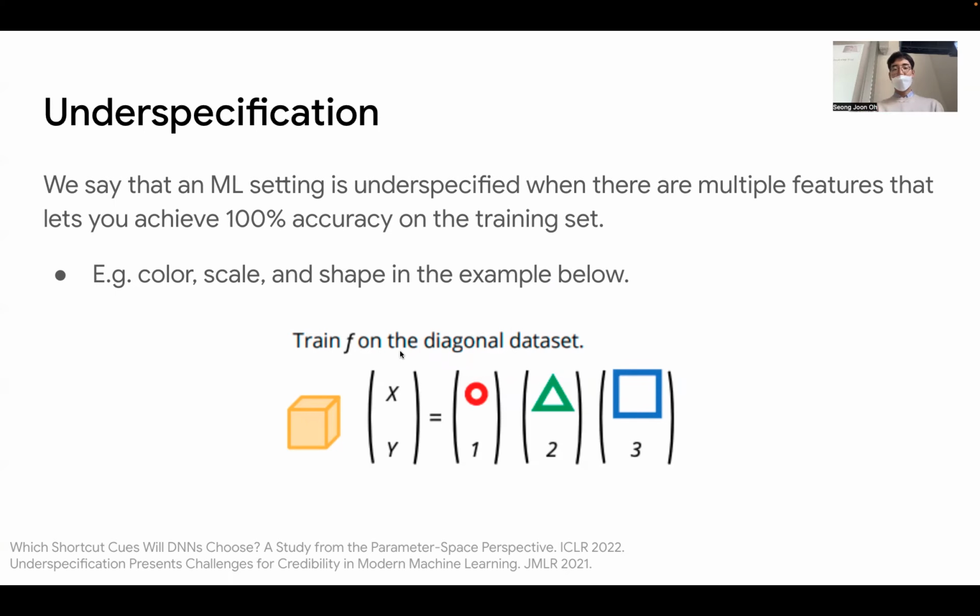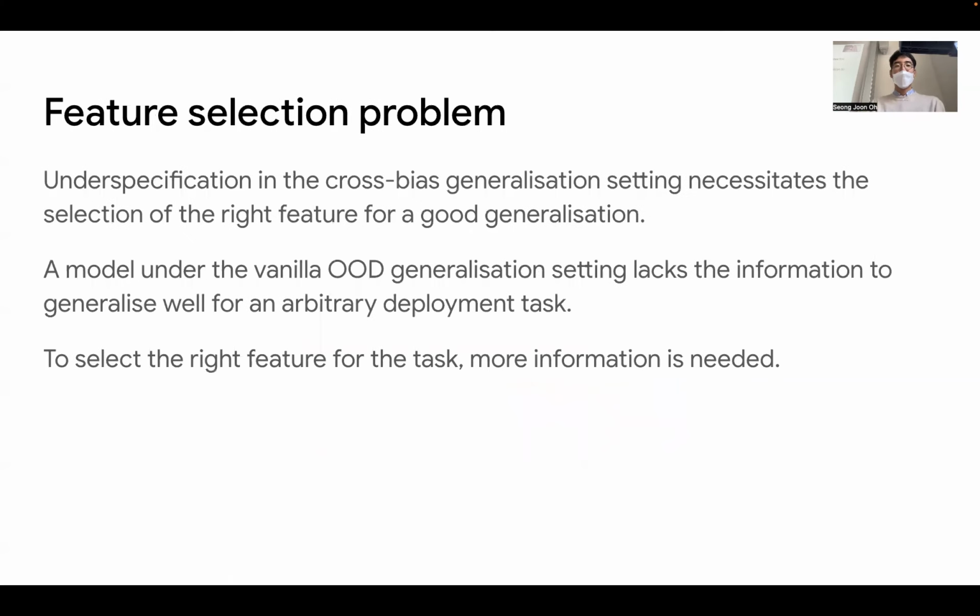It means that for this kind of training set, like the diagonal training set, the training set is not specifying what kind of Q you should be looking at. We call this underspecification. And if the model is not choosing the right Q, we say it's misspecification as well. Another way to say this is that it is a feature selection problem. You have to select the right feature for correct generalization at deployment time.